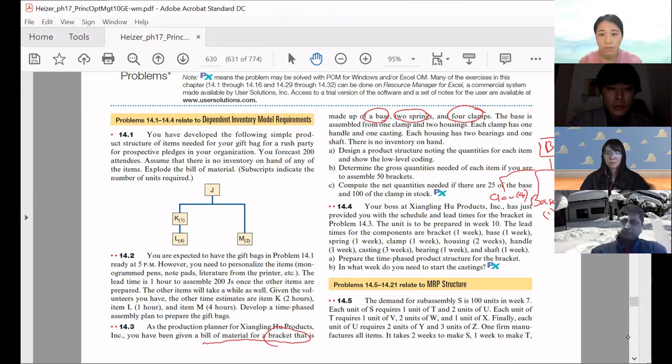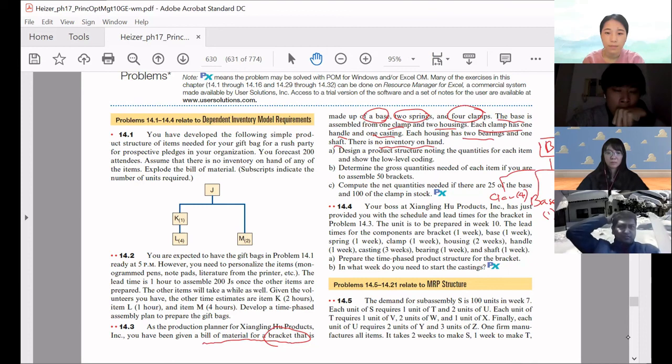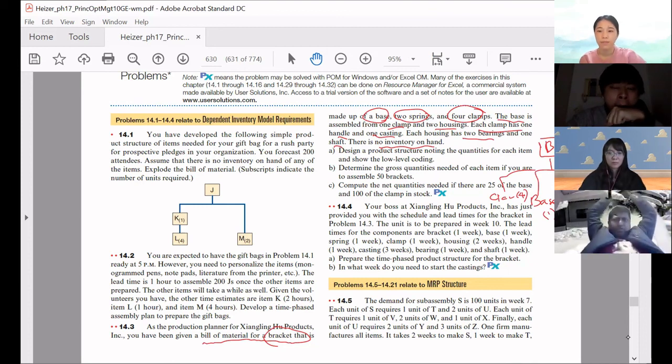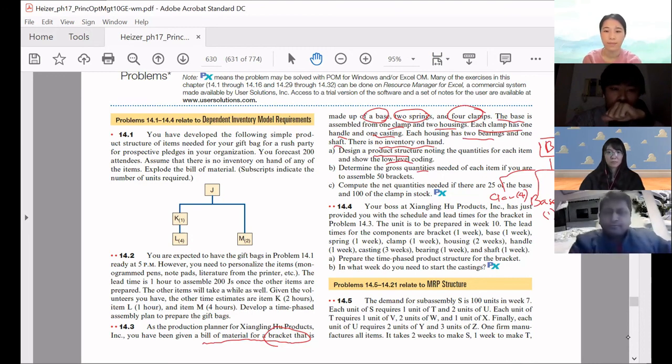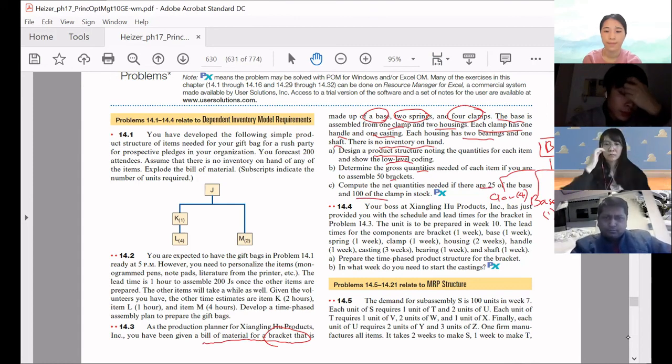Can you imagine? So the base is assembled from 1 clamp and 2 housings. Each clamp has 1 handle and 1 casting. Each housing has 2 bearings and 2 shafts. There is no inventory on hand. So design a product structure, show the lower level coding, and determine the quantity needed if you have to assemble 50 brackets. Compute the needed quantity if there are 25 of the base and 100 of the clamp in stock.